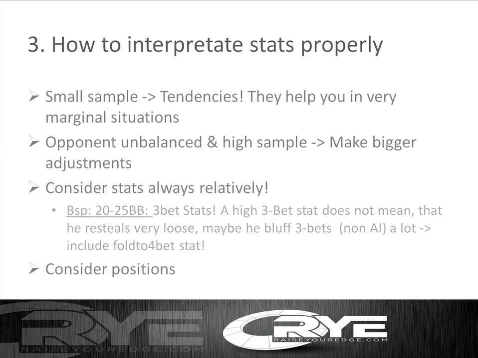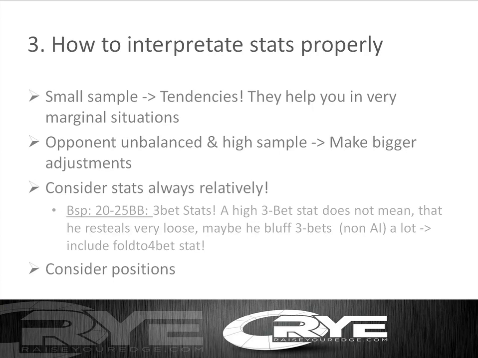It's also important that you always consider the stats relatively. So when we have the situation that we have 20 to 25 big blinds and we look at the 3-bet stats and he has a high 3-bet stat, this does not mean that he re-steals very loose. I see it all the time. He has 20% 3-bet big blind versus button, so I have to call looser, or he has 25%, and then they call way too loose and they just give him a 25% rejam range. Because think about it, he will also 3-bet small and he will also 3-bet fold sometimes. That's also in the stat.